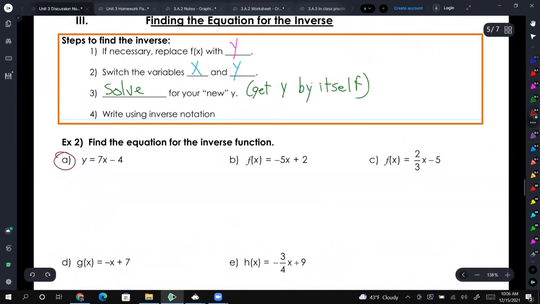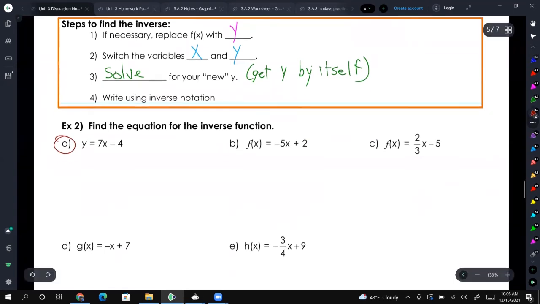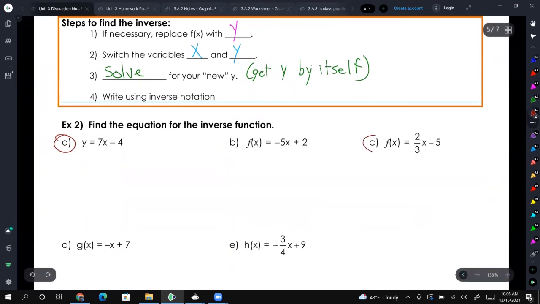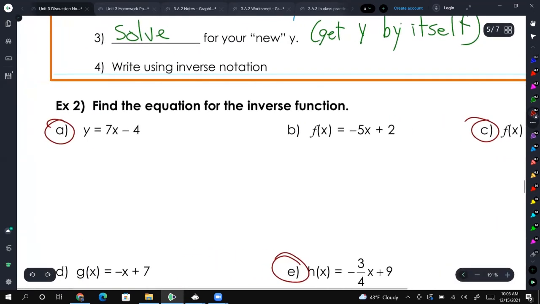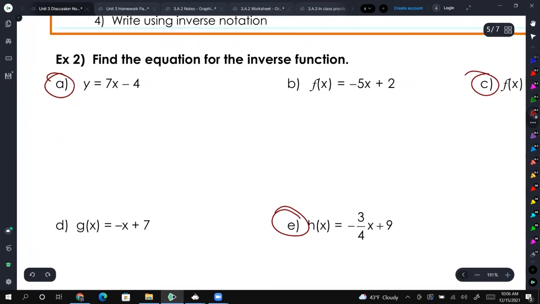We're just going to do letters A, C, and E, and then we'll call it a day. So in letter A, it says y equals 7x minus 4. We already have y. There's no f of x or g of x to change. So we can go right to switching our x and y values.